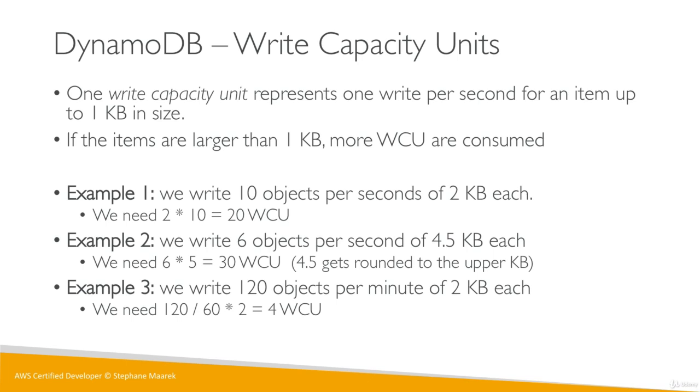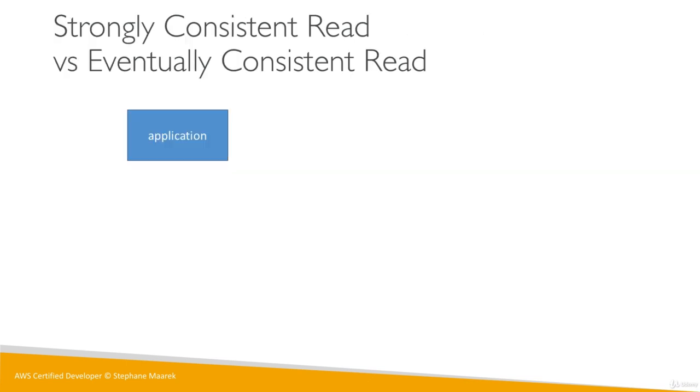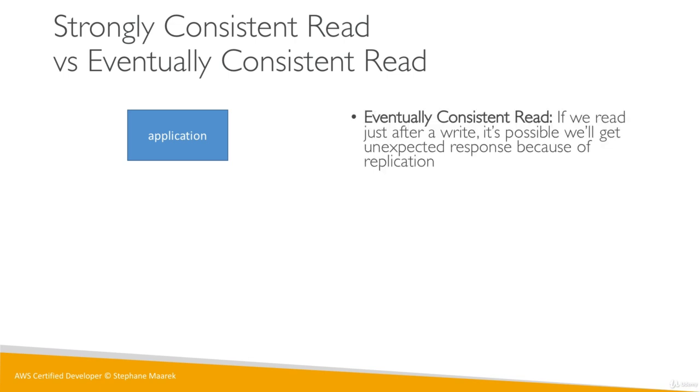Now let's talk about reads, because the writes are very, very simple. First, in DynamoDB, you get the option to choose between strongly consistent read and eventually consistent read. So eventually consistent read is that if you read just after you write something, it's possible you'll get an unexpected response because of the replication. So that means that you may get old data or you may get no data based on what the row was before. Eventually consistent means that if you keep on asking, eventually you'll get the right results. And eventually probably means a few hundred milliseconds, right?